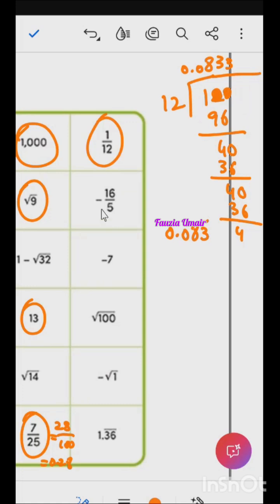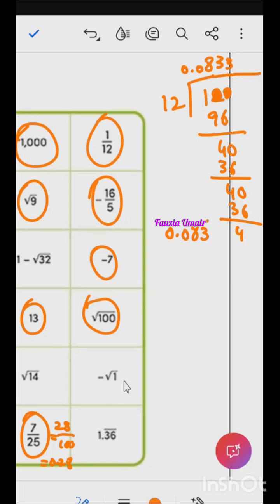So what about minus 16 by 5? It's rational. 5 as a divisor is always rational. Minus 7. Rational. A rational number, very good. Square root of 100. Rational, because it is 10, a solvable root. Minus square root of 1. Irrational.